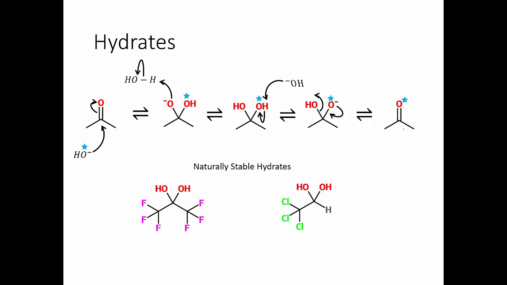There are also shelf-stable hydrates. These hydrates are stable due to the inductive effect of the fluorines and the chlorines, which are stabilizing the carbon group. Specifically, the one on the right is a hydrate that you may have heard of. This is chloral hydrate, also known as a Mickey Finn, a classic knockout drug used in old detective mysteries and novels.